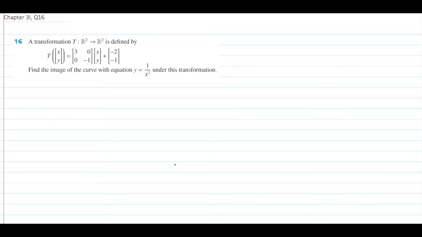Today we are going through a tutorial video going through chapter 3I question 16. So this is going to be on your matrices, or in this case transformation using matrices. And just before we even get into the video, I want to give a brief rundown of what transformation using matrices are. Essentially, it's just a different way of saying transformation.